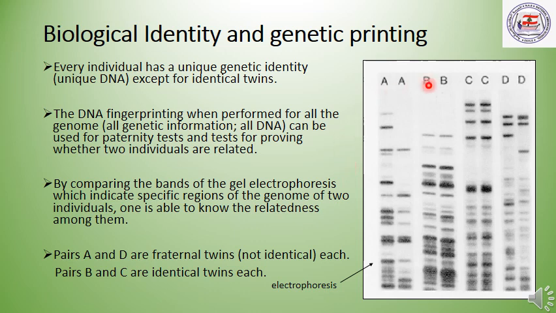A very good example is given in the next document. In the next document, you can see the gel electrophoresis for 4 pairs of twins. These twins can either be identical twins that look exactly alike or fraternal twins that don't look alike. As you can see, pairs A and D are fraternal twins since they have different bands at different levels. However, pairs B and C are identical twins as they have exactly the same bands at exactly the same levels.